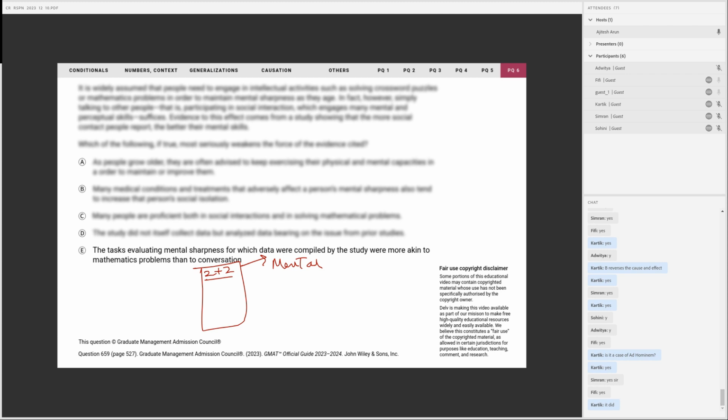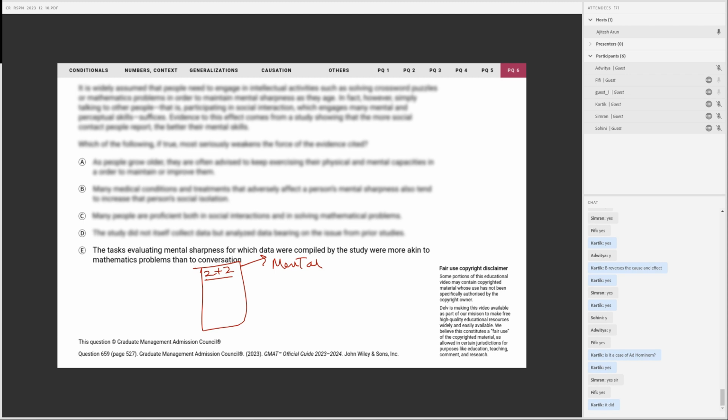Now, option E is saying that we should be suspicious of this finding, that social interaction is enough, just because the way the mental sharpness was measured involved questions that are more like math than conversation. But why is that a bad thing? Are math questions not a good way to measure someone's mental sharpness? Is there any information in option E that tells us that math is not a good way to measure that, that the methodology is flawed because of this? No. And therefore, E does not weaken.